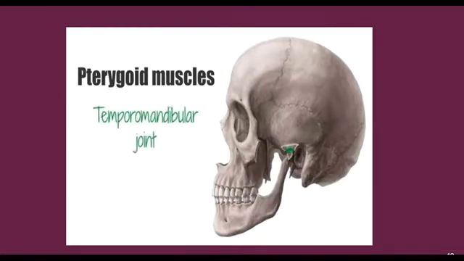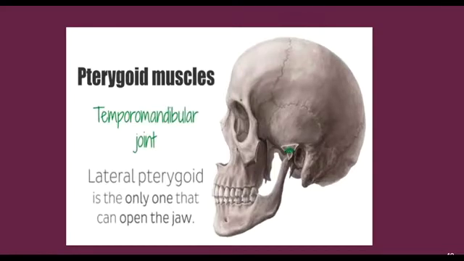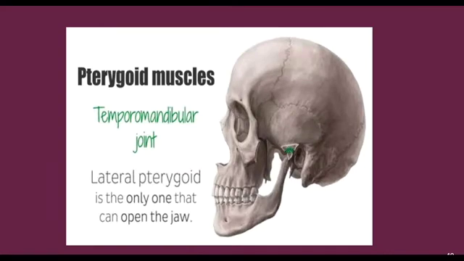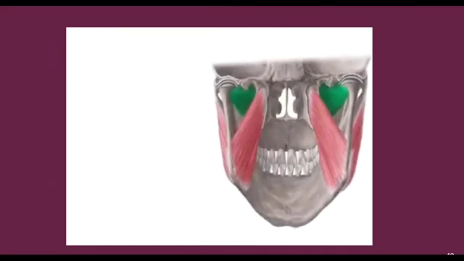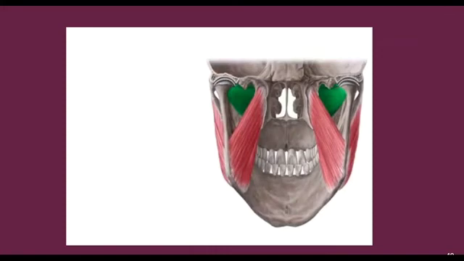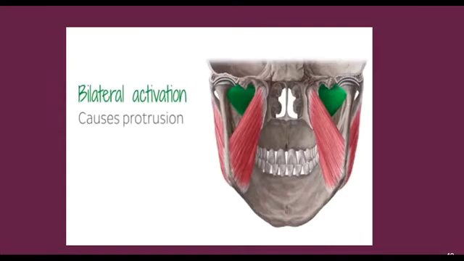The function: it is the only muscle of mastication which opens or depresses the jaw. The inferior lateral pterygoid causes protrusion of the jaw, and the superior lateral pterygoid is active mainly during the power stroke. Power stroke is basically when movements are against resistance, like clenching. Bilateral activation of the muscle causes protrusion, and unilateral activation causes lateral protrusion.